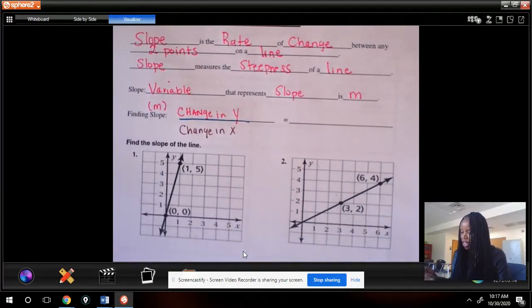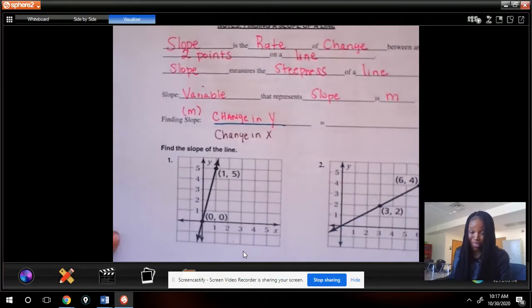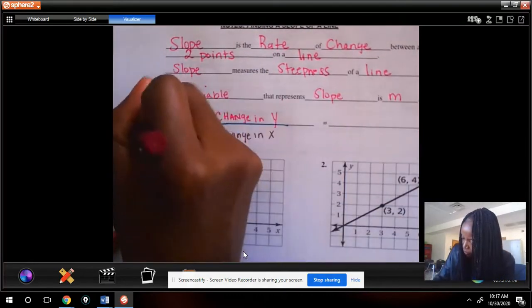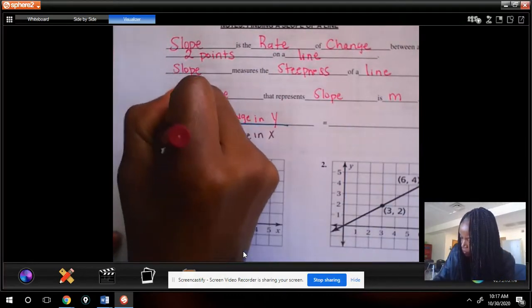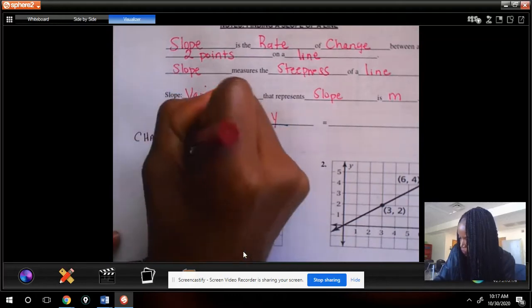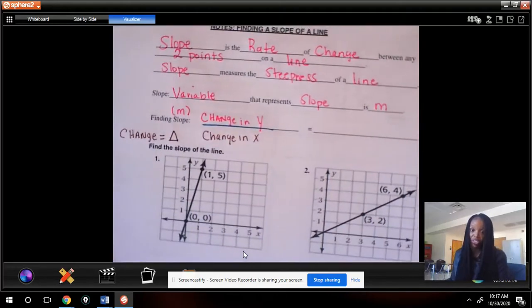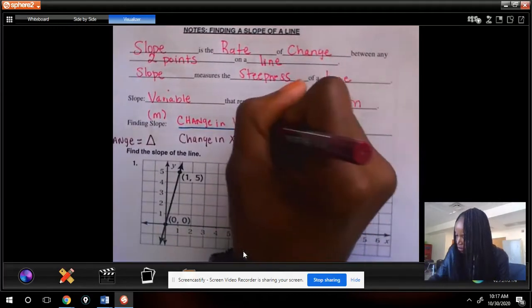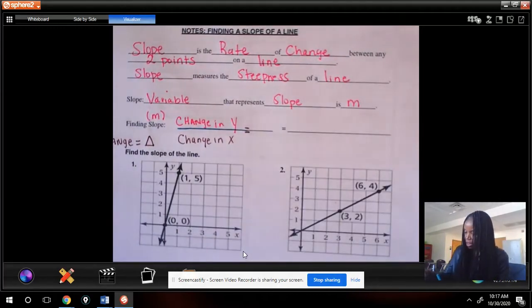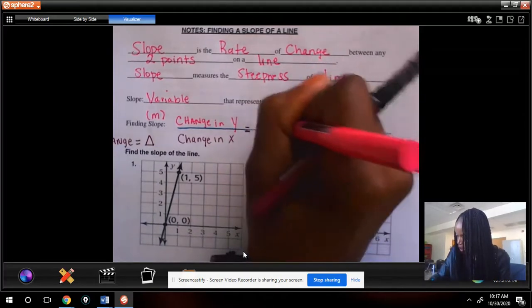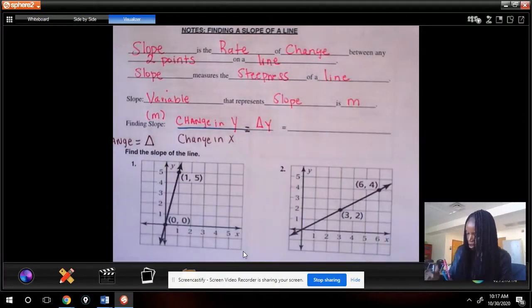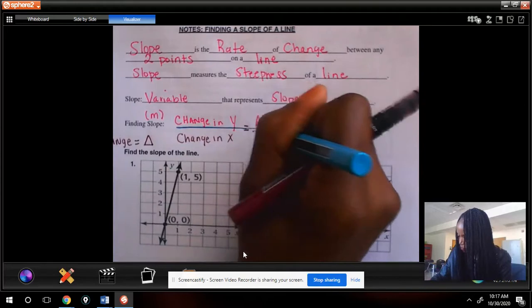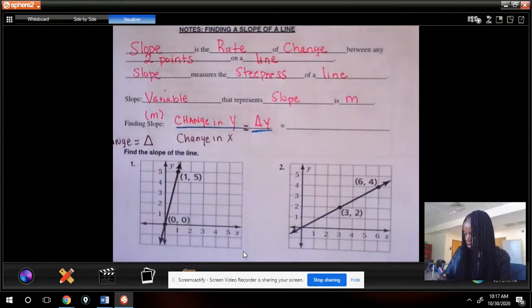Also in math, the symbol that represents change is the triangle. So anytime you see a triangle, now you know that means change, okay? So basically, this is saying, I'll put a little equal sign here. So basically that's saying change in y divided by your change in your x.